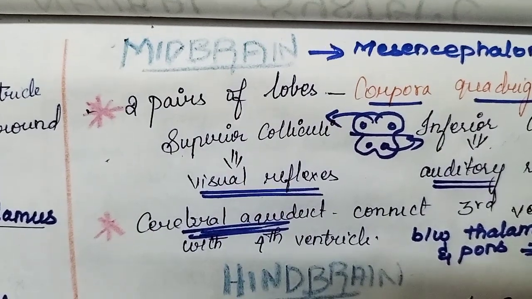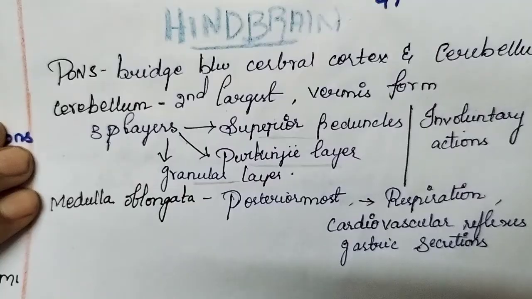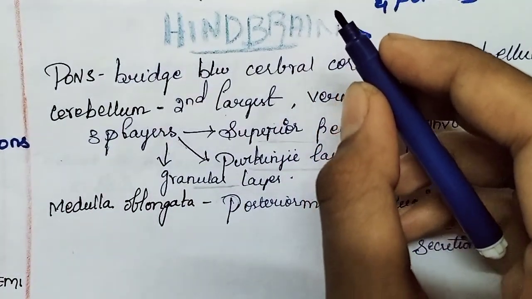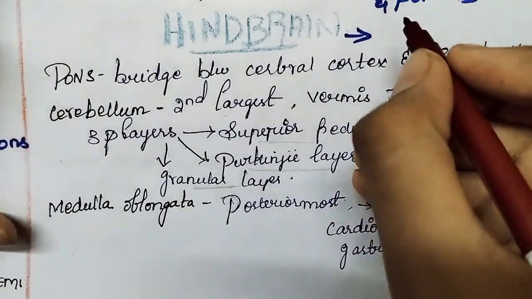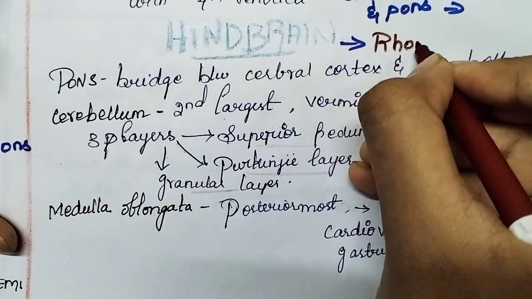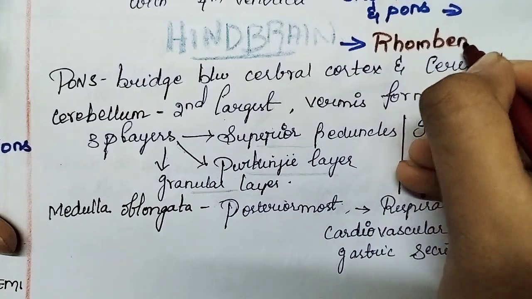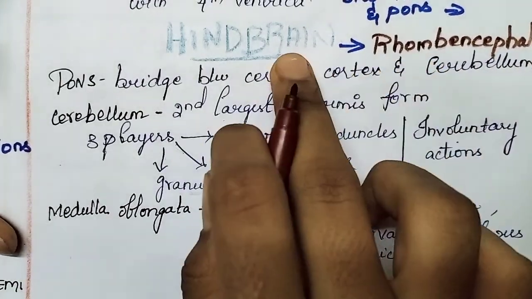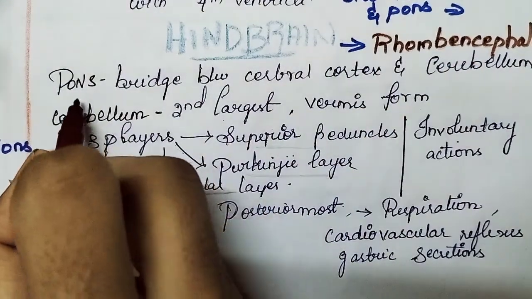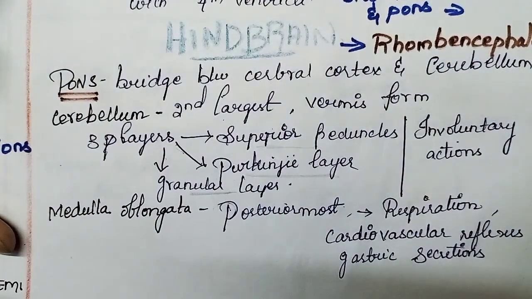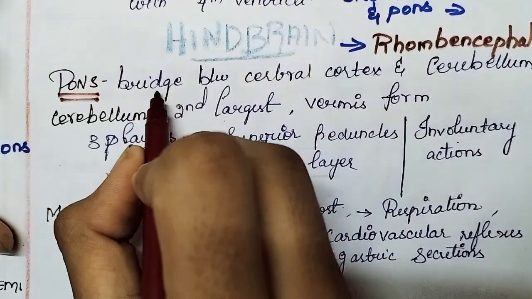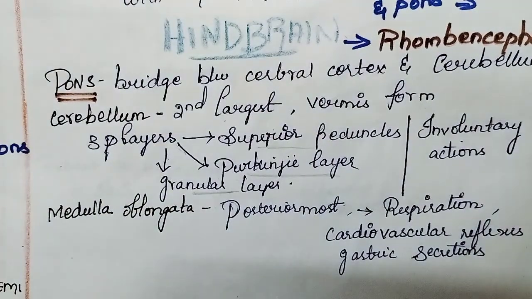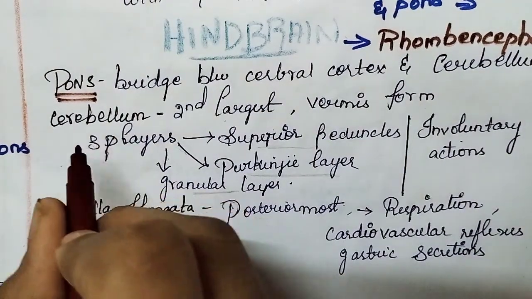Next we will move on to the hindbrain. The hindbrain is also known as the rhombencephalon. The pons is the first part of the hindbrain. It acts as a bridge between the cerebral cortex and the cerebellum, connecting the major parts of the brain and the cerebellum.